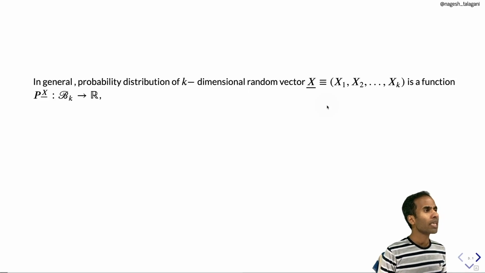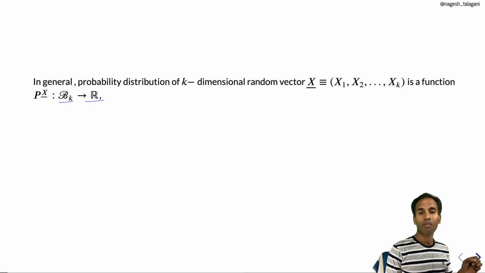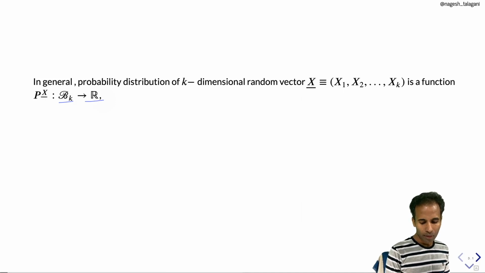In general, the probability distribution of k-dimensional random vector X, which is a vector of k random variables X1, X2, ..., Xk, is a function P_X from the Borel sigma field in R^k to R. It is defined like this: B in the Borel sigma field is assigned the probability of X belongs to B.